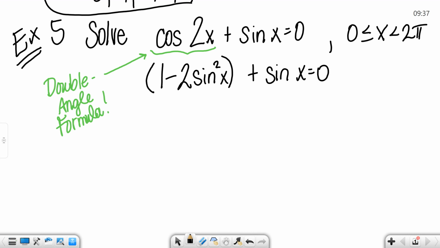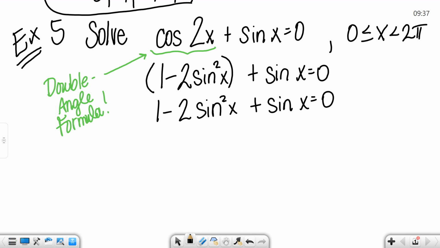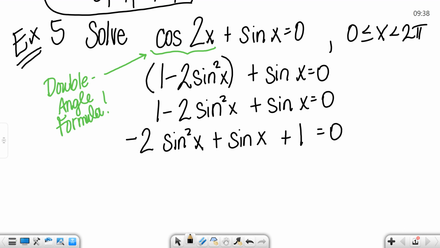I really don't need those parentheses, so I'm going to just take them out. They're not doing anything for me. All right. Now, this is not in descending order, so I'm going to put it in descending order. The sine squared x should come first, then the sine x, and then the constant function 1.